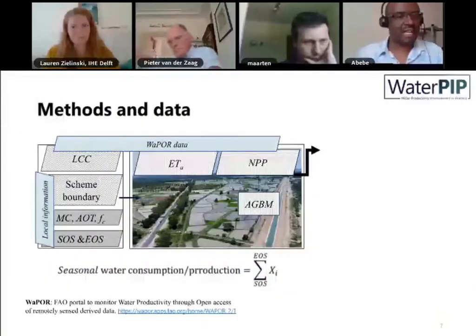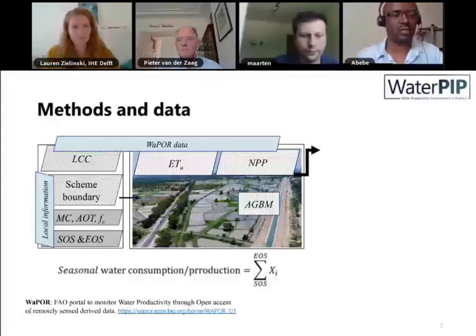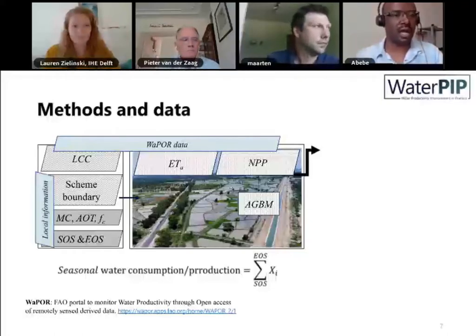So what method and data have I used to answer those things? Data from WaPOR. For those of you who maybe just joined this webinar, WaPOR is an FAO portal to monitor water productivity through open access remotely sensed derived data. We used three layers of this WaPOR data: land cover classification, actual evapotranspiration, and net primary production. We also supplement this data with local information, which is more about crop season, as well as the scheme boundary and the agronomic parameters. Then we calculated the seasonal water consumption and production using those data.